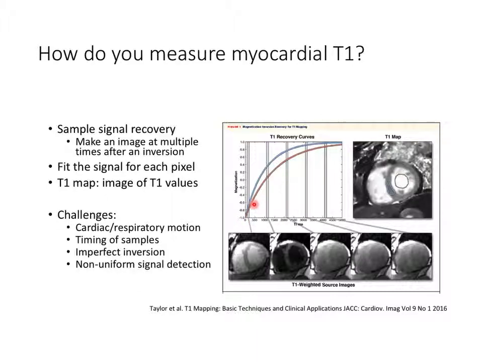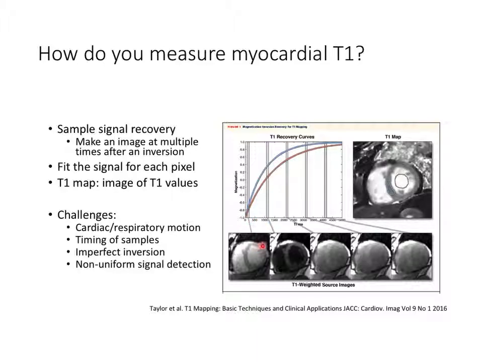And so if we make images, say we apply a 180-degree pulse, so we make negative M0 here, we invert the magnetization, and we make an image right away after doing that, we'll get an image that looks like this, and the magnitude of the image looks like this, because we have a fairly high signal because it isn't crossing zero.